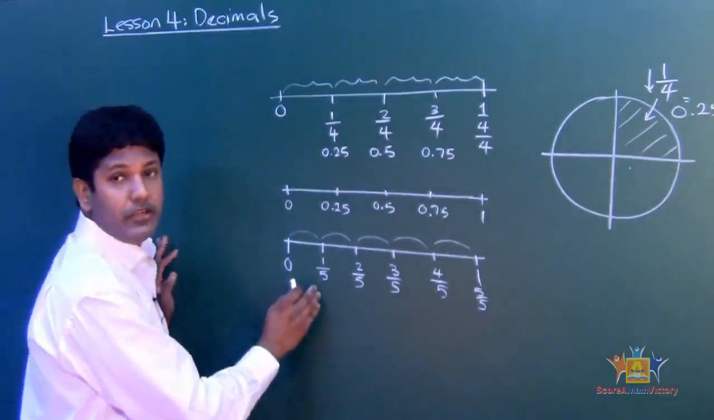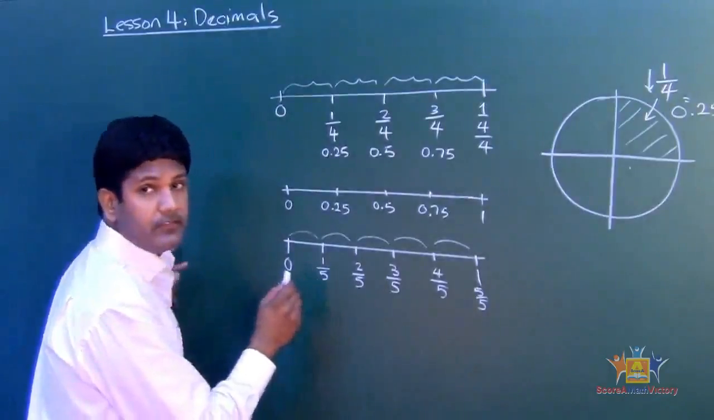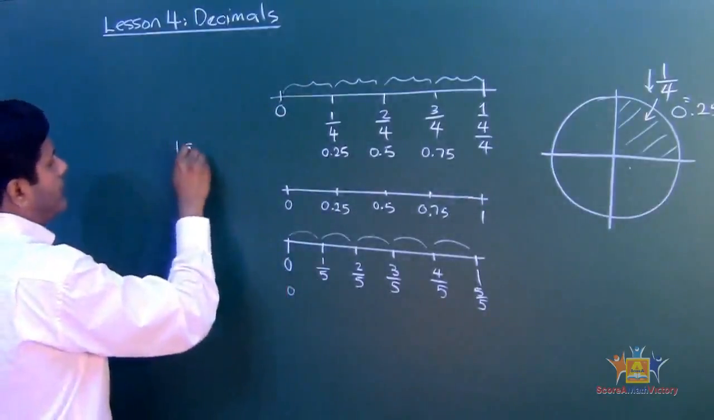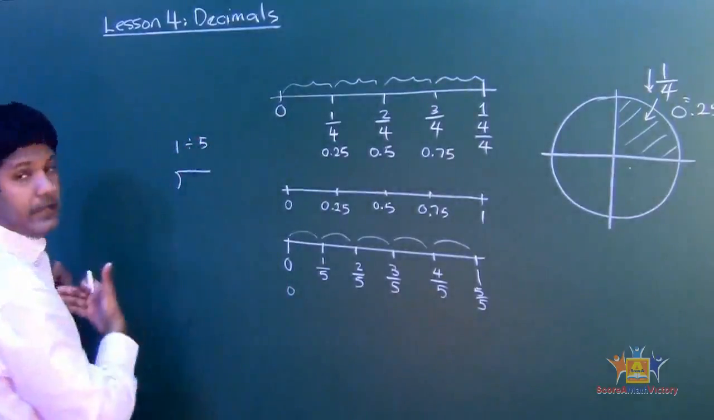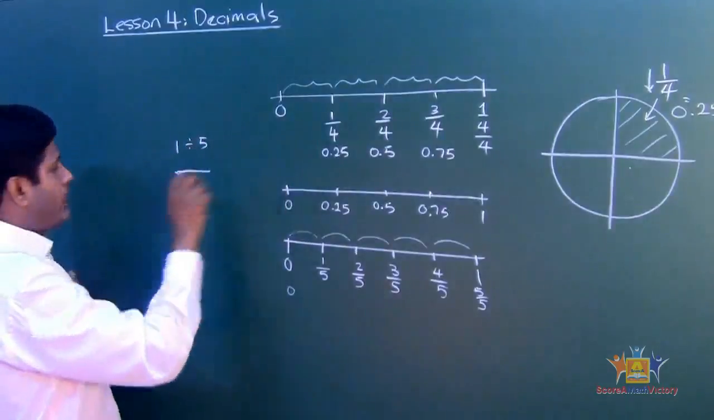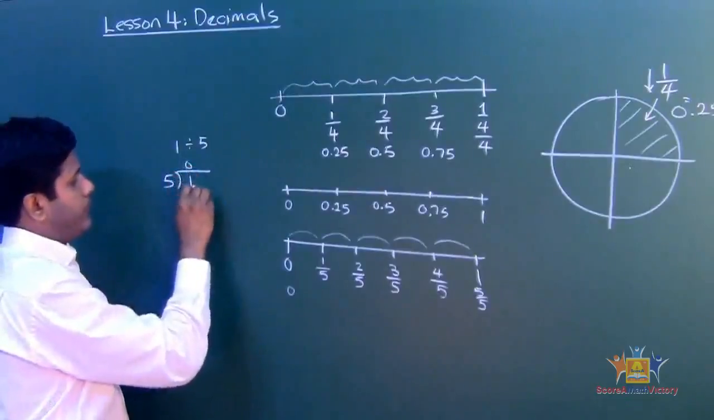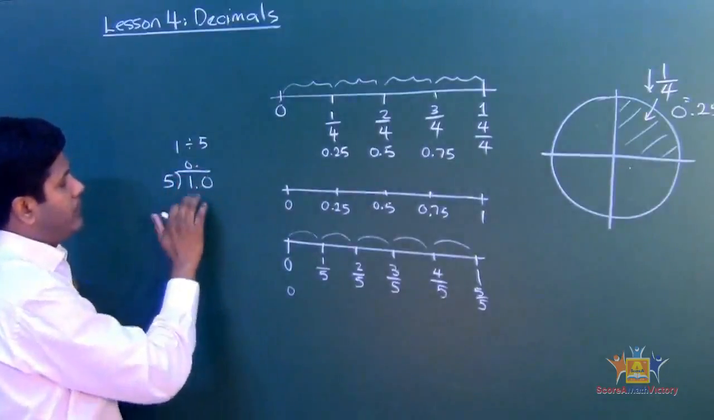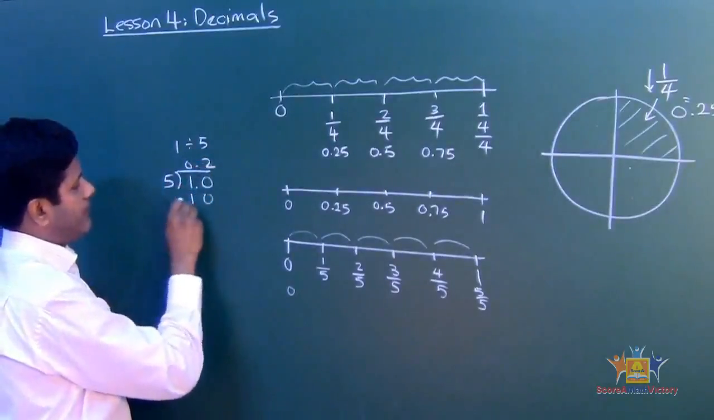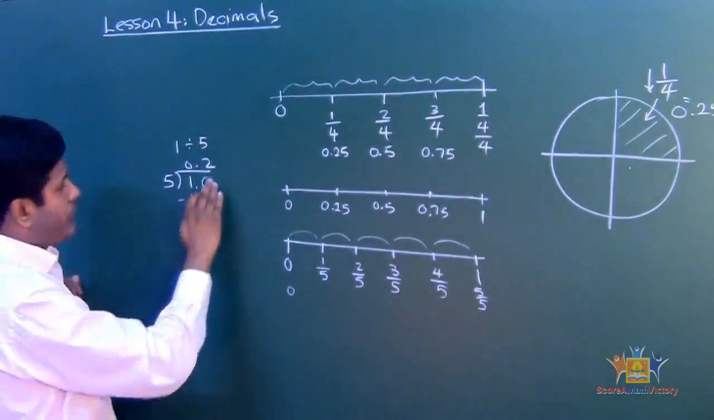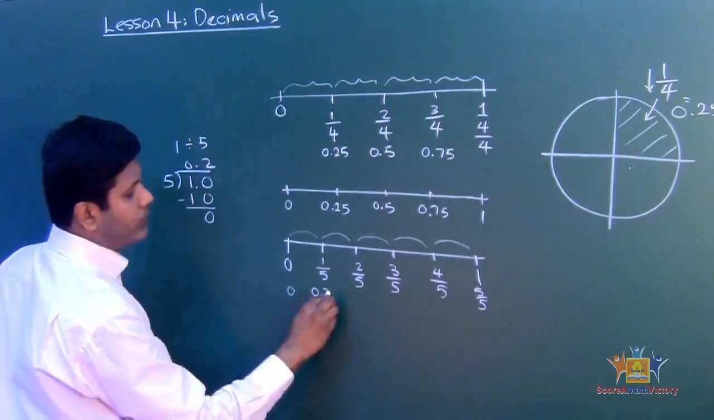Now we change that into decimal. 1 divided by 5, so we use the long division method. 1 goes inside and 5 goes outside. In 1, there's how many 5s? 0. So I put a decimal, bring the decimal up, and put another 0. In 10, there's how many 5s? 2. 2 times 5 is 10, minus gives me 0. Once I come down to 0, I don't need to add any more 0s. That means 1 over 5 is 0.2.